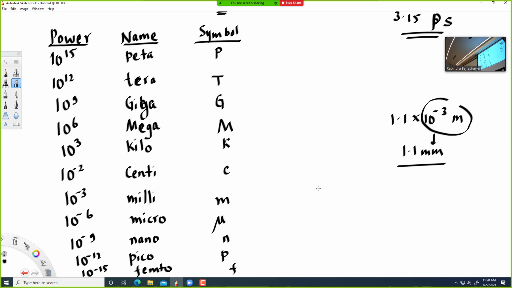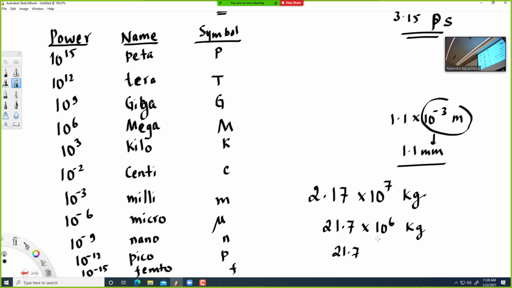So if you have some expression like 2.17 times 10 to 7 kilogram, you can write this as 21.7 times 10 to 6 kilogram, and then you can call that 21.7 mega kilogram.